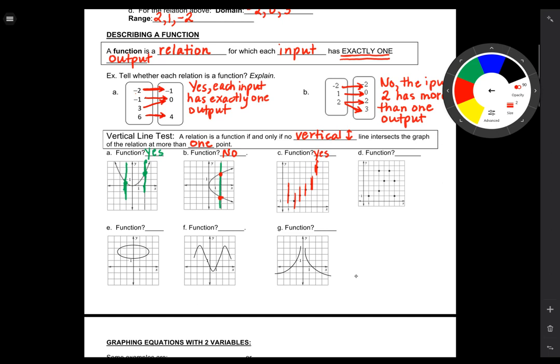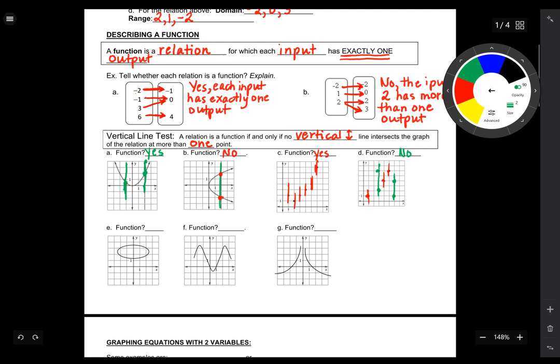The next one, here it's okay, because it only touches once. Here it's okay. There it's okay. Look, here it's not okay, because it touches twice. Same with here. So this is no.